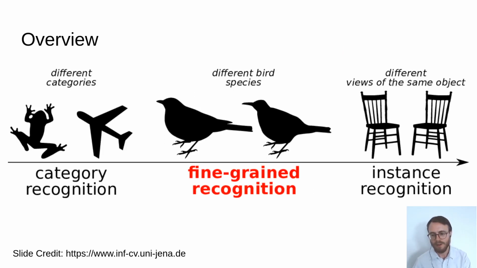So classically, fine-grained recognition is viewed as existing on this continuum. On the left we have coarse categorization, so recognizing common everyday objects, and on the right we have instance level recognition, so being able to identify individual instances.